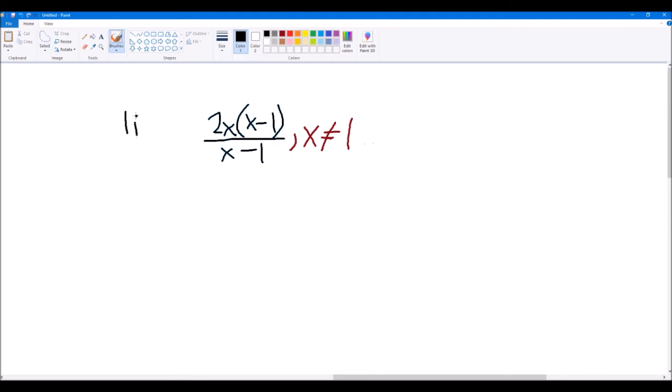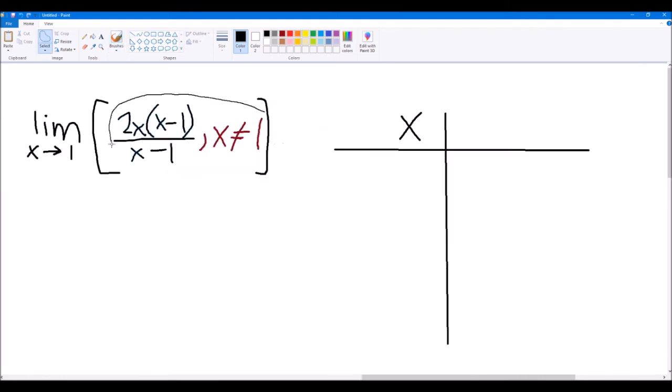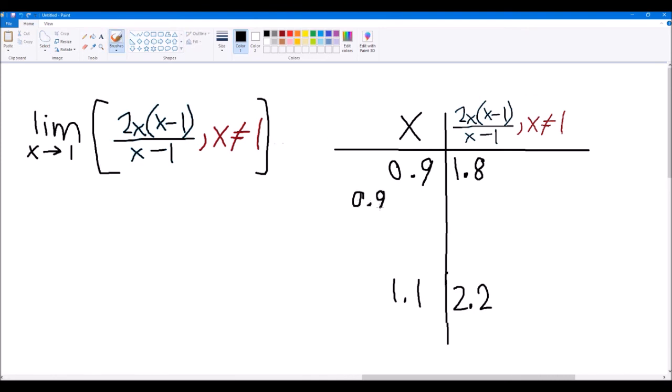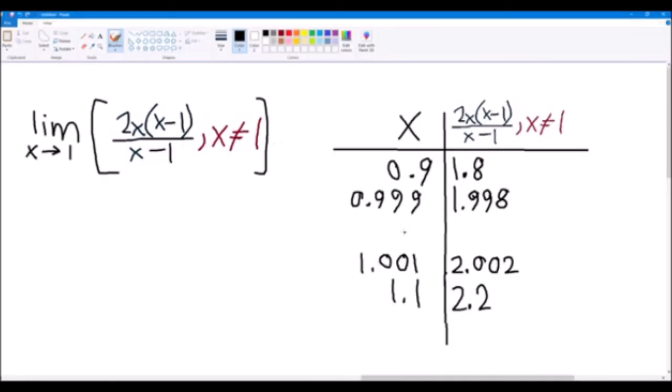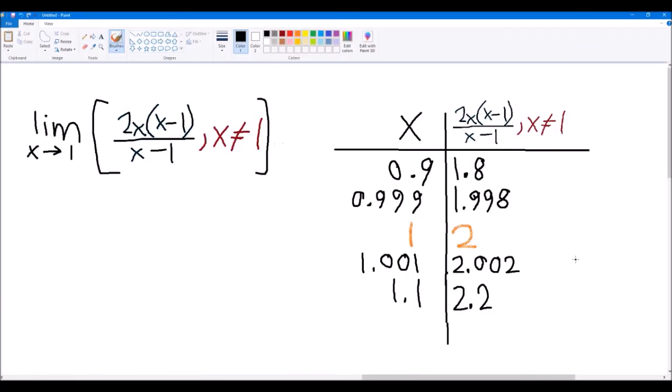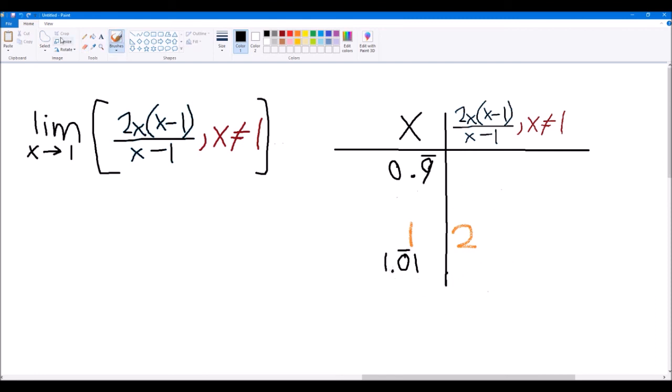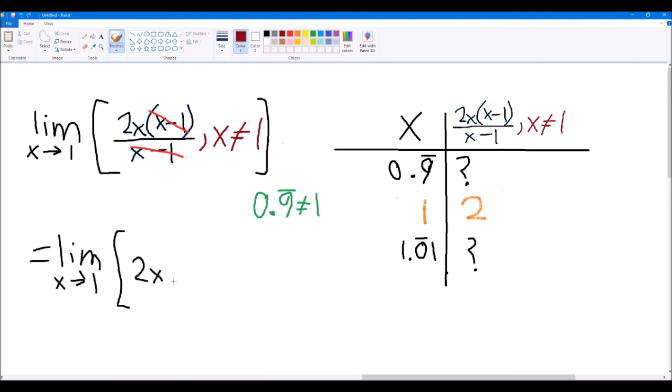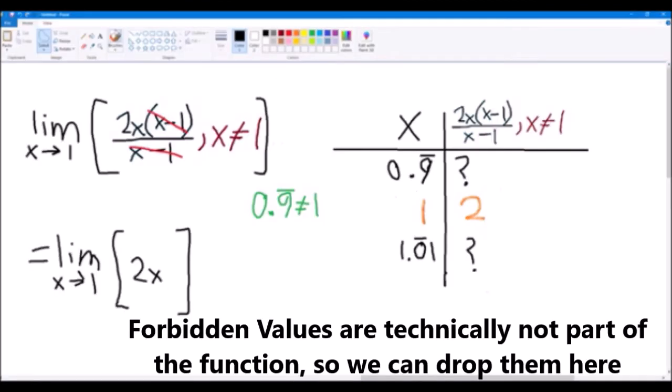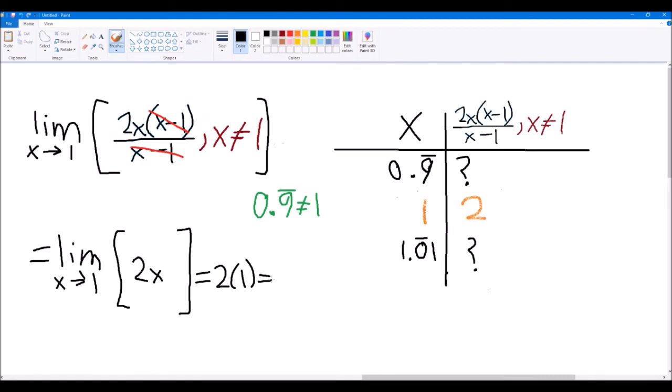We want to see what happens when x gets closer and closer to 1. So based on this table we just made, we can see that as x gets closer to 1, y gets closer to 2. The limit basically says, well, try x equals 0.9 repeating. In this case, since it's convenient to think of 0.9 repeating as not equal to 1, we can still follow algebra's suggestion and cancel out the x minus 1 in the numerator and denominator. And now, I can plug in x equals 1 and get an answer of y equals 2.